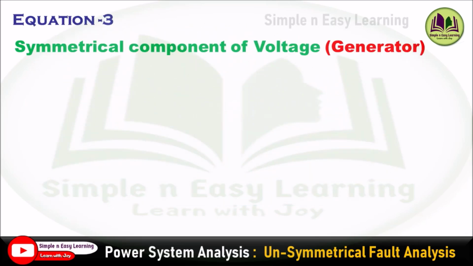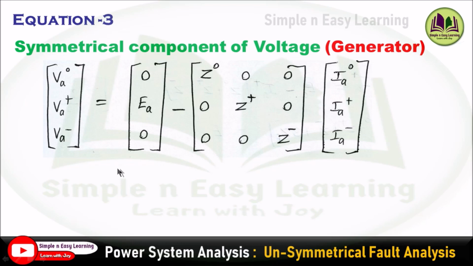Equation 3, symmetrical component of voltage derived from the sequence network of generator. So equation 3 is different from equation 2. Here it will be given like this: VA0, VA+, VA-, symmetrical components of voltage, will be equal to 0, EA, 0. This matrix represents the generated EMF of a synchronous machine, and since the generated EMF is balanced in a three-phase generator, there is only positive sequence voltage present, that is EA.